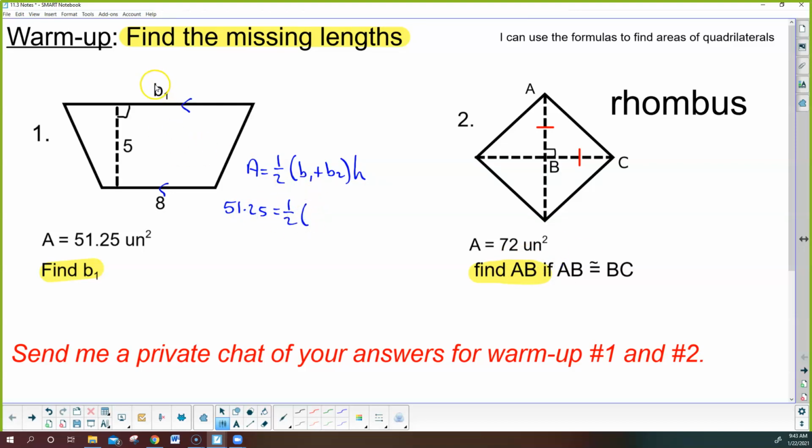I got to find base 1, so I know base 2. I'm going to leave base 1, and I might just call this B instead of B1 so we don't get confused with an extra number in there. It doesn't really matter. And then the height is the distance between the bases.